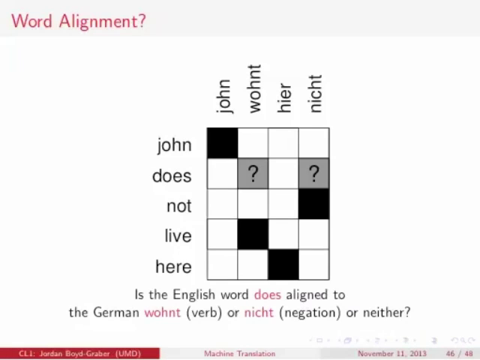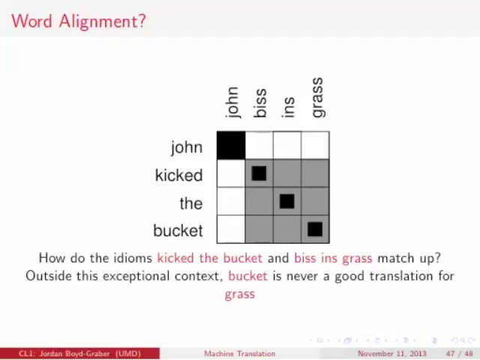And the IBM models really depend on this word alignment. And in some cases, it's very hard to align English words with German words. So for example, John wohnt hier nicht, it's hard to align does with any of those words. This becomes an even bigger problem when you're dealing with things like idioms. So, John biss im Glas, that literally means John bit the grass. But figuratively, it means that John died. And then you have this English idiom on the other side, John kicked the bucket.